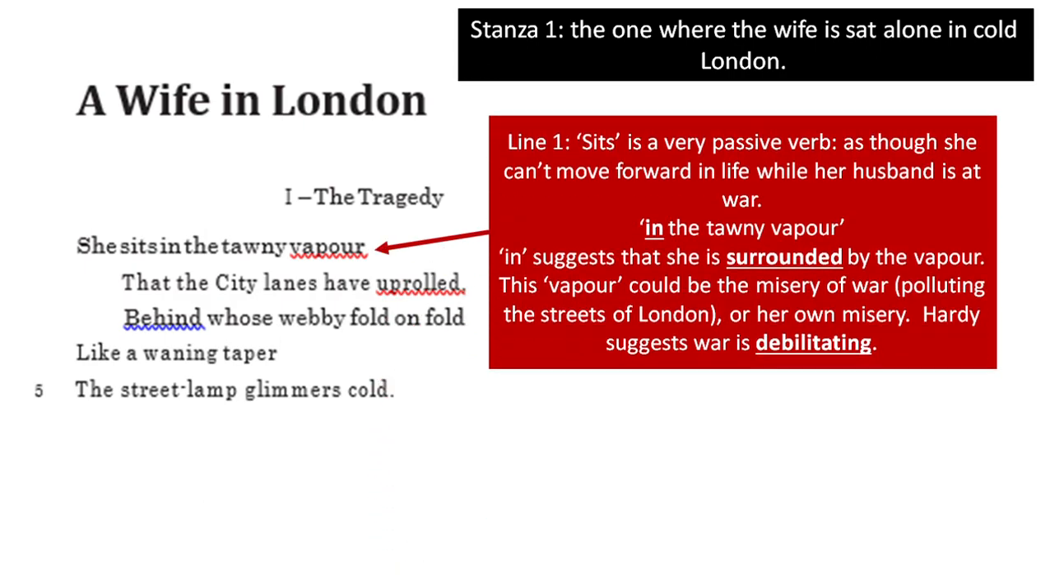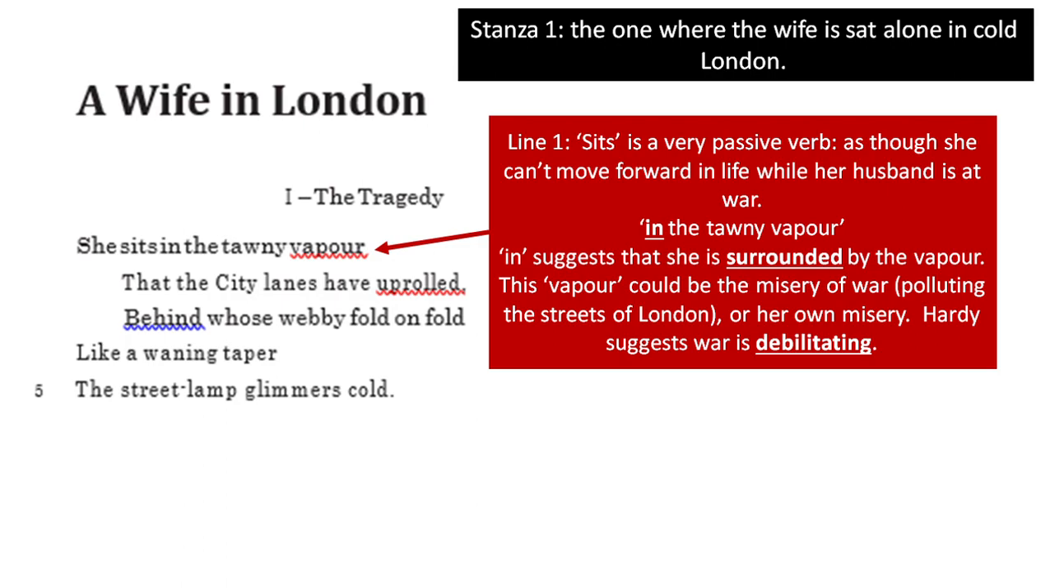So line 1, we've got "She sits in the tawny vapor." If we zoom in first of all to Hardy's choice of that word "sits", it's a very passive verb, isn't it, to just sit. I've been doing a lot of sitting recently, too much sitting. So it's as though she can't move forward in her life while her husband is at war. She's just sat in this vapor. She's very passive. She's not got control because war's taken her future away from her.